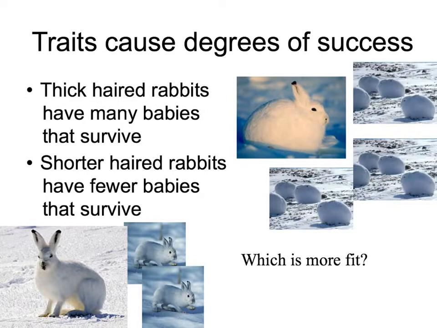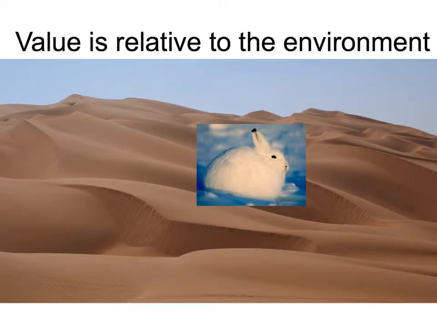So if we look back at our bunnies again, the thick-haired rabbits have many babies that all survive because they're all thick-furred. Shorter hair rabbits have fewer babies, but they do survive. So the fluffy bunny is more fit than the less fluffy bunny. Keep in mind, though, that these traits are relative to their environment. If you take that big fluffy bunny and change the environment to a hot, dry place, that rabbit is not well adapted and he will die very quickly of heat exhaustion. He will not be able to produce very many babies before he dies, which means that this animal is not fit in that desert environment.